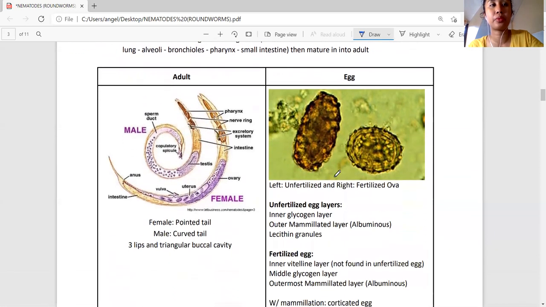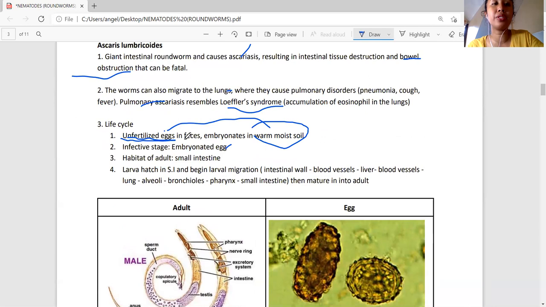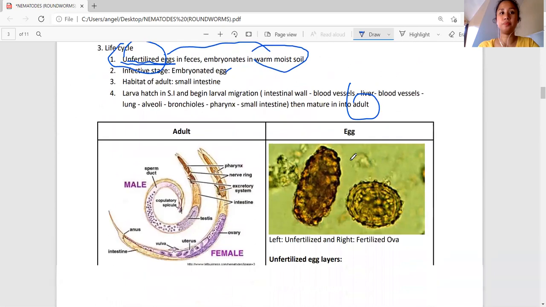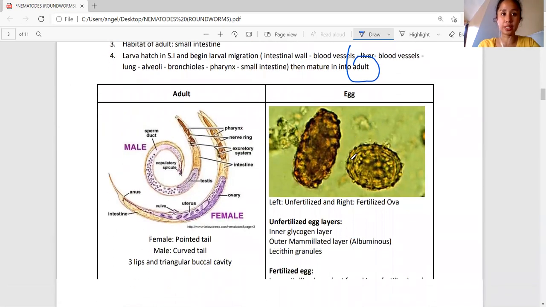Okay. So class, yung infective stage is embryonated egg, yung diagnostic stage class, pwedeng unfertilized egg, kung masyadong intense yung parasitism, pwedeng adult na yung fertilized egg. Ay, yung diagnostic stage.